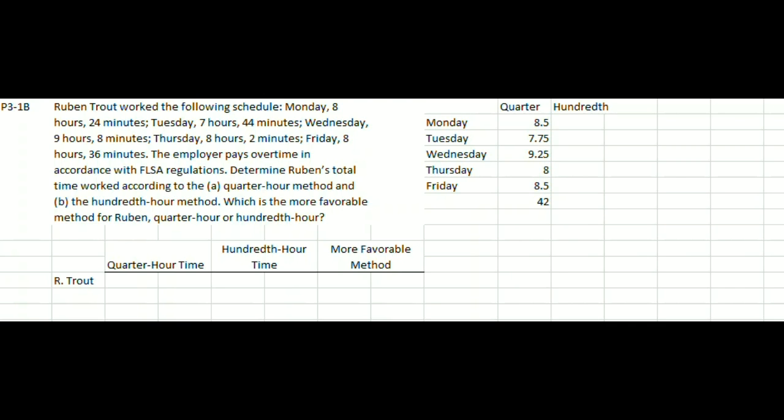We noted in the problem that Reuben will be paid overtime in accordance with FLSA regulations, which is any hours worked in excess of 40 during a 7-day week or a 168-hour week. We have 2 hours of overtime based on this calculation, so he will get 40 hours of regular and 2 hours of overtime. And we'll go ahead and label those.